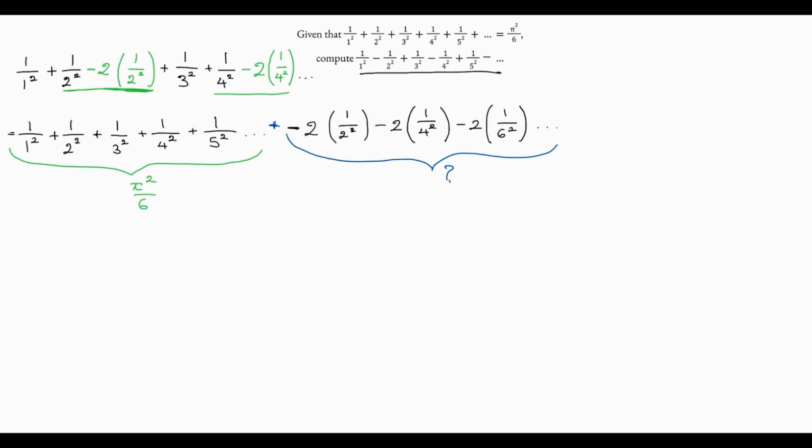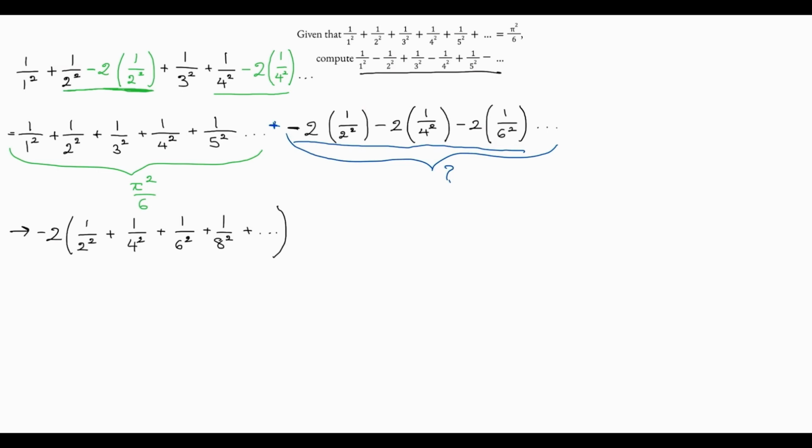So let's do that. We'll take our second expression, and what we can do first is factor out a negative 2 from the entire thing. If we do that, we have negative 2, and in brackets, 1 over 2 squared plus 1 over 4 squared plus 1 over 6 squared plus 1 over 8 squared, and this will continue.